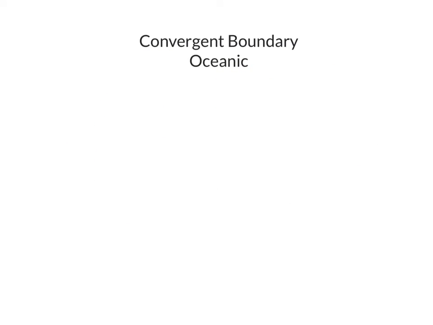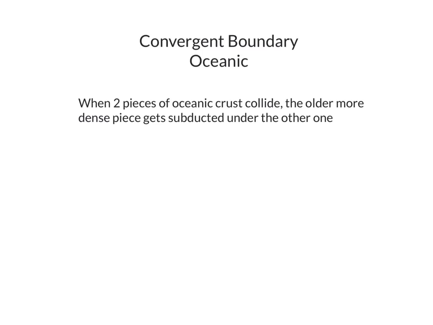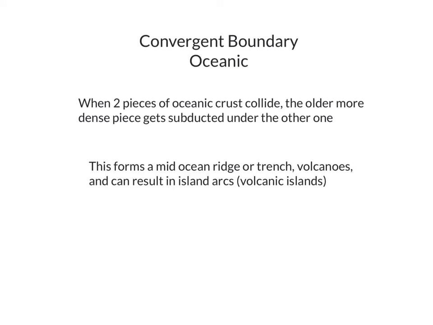So here's some main points about oceanic convergent boundaries that you need to make sure we've got. When you have two pieces of oceanic crust collide or converge, the older, more dense piece gets subducted under the other piece. Whenever that happens, this forms a mid-ocean ridge or trench, volcanoes, and can result in island arcs, which remember are volcanic islands.